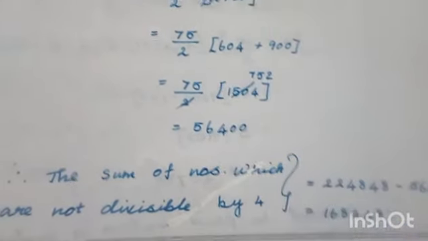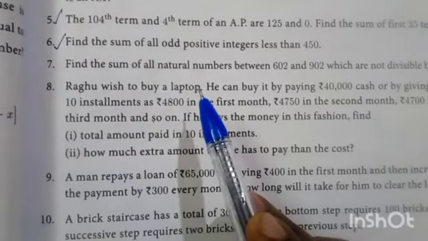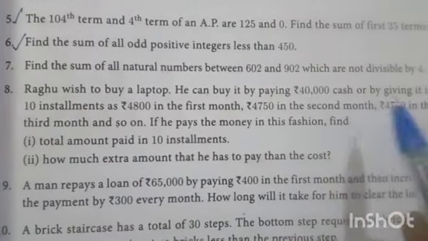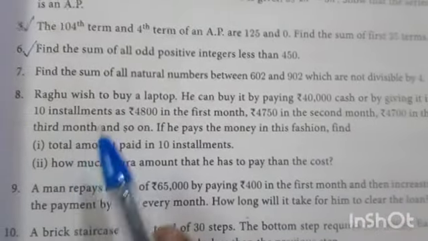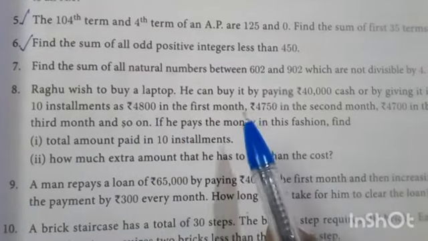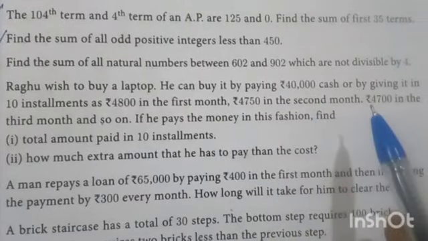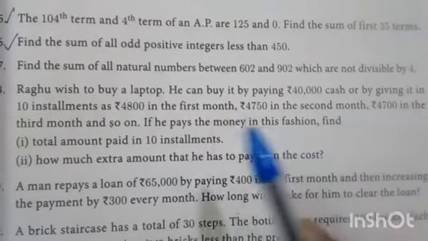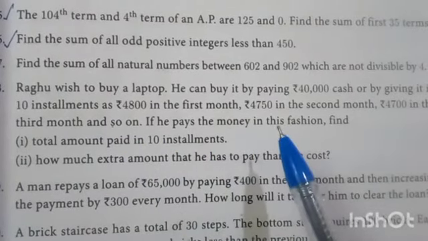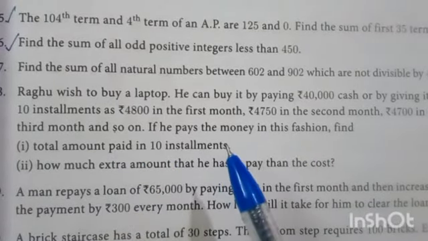Now eighth problem. Raghu wishes to buy a laptop. He can buy it by paying rupees 40,000 cash or giving it in 10 installments: rupees 4,800 in the first month, rupees 4,750 in the second month, rupees 4,700 in the third month, and so on. If he pays the money in this fashion, find the total amount paid in 10 installments.